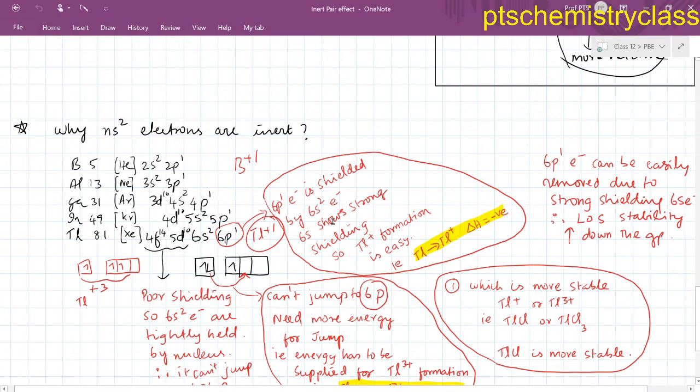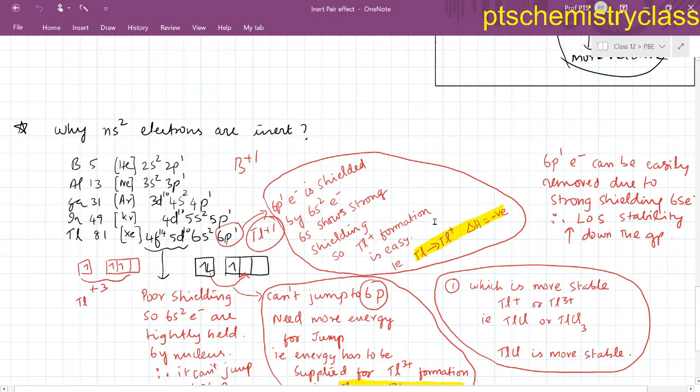Now I will just tell you what I explained in the previous class itself. If you take thallium, the 6p1 electron that is present here is shielded by the 6s2 electrons. That means it is strongly shielded, and that means it is loosely held. Therefore, it is easily removed, which means Tl+1 can be easily formed. Therefore, it is more stable. Formation of Tl+ is exothermic in nature, that is, delta H is negative. Therefore, formation will be easy and it will be more stable.